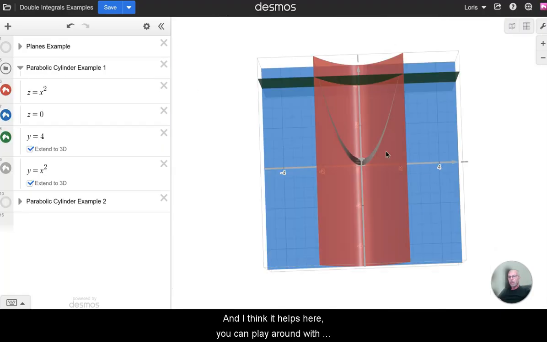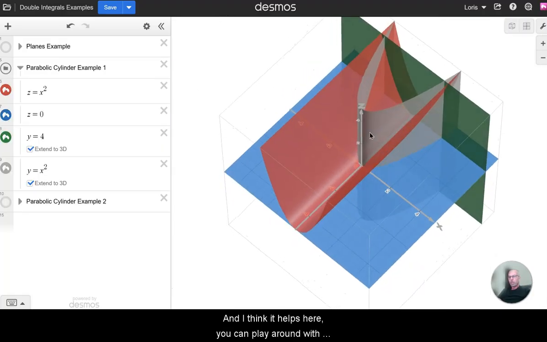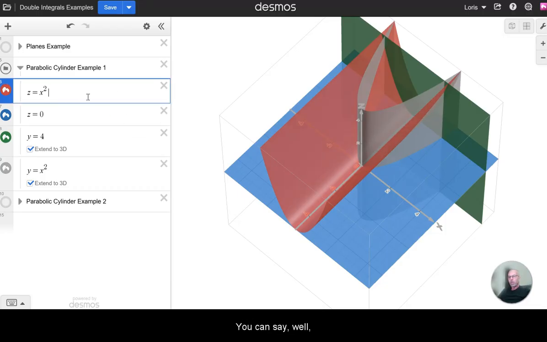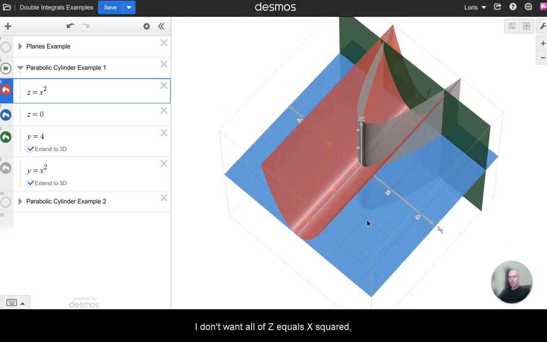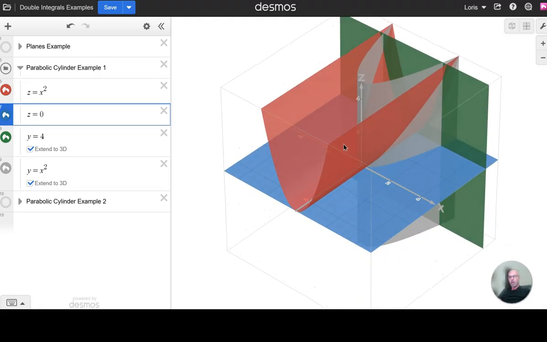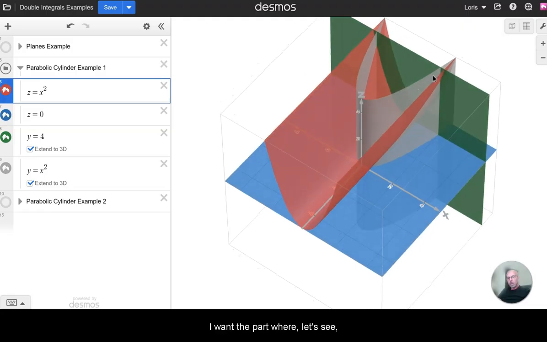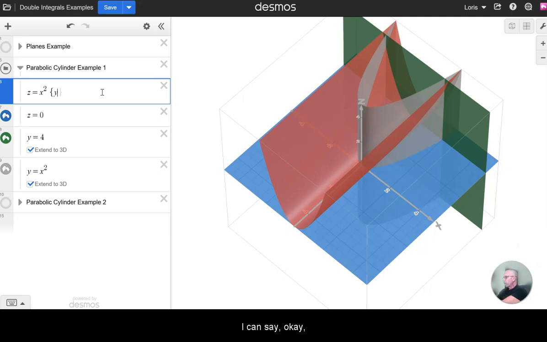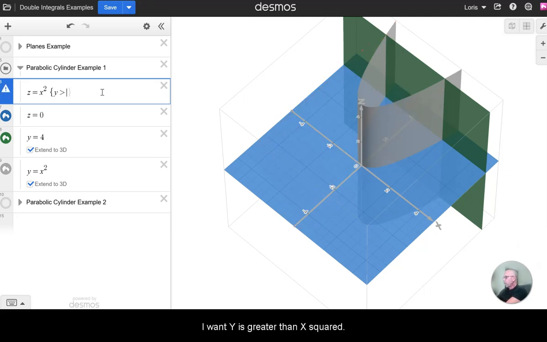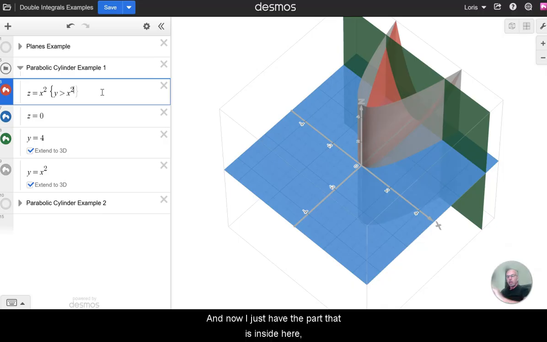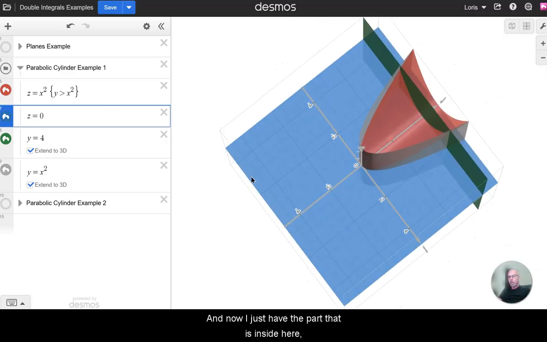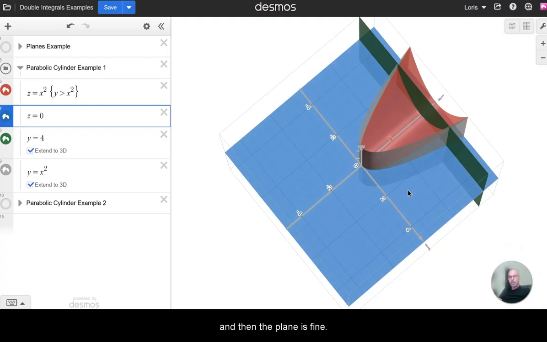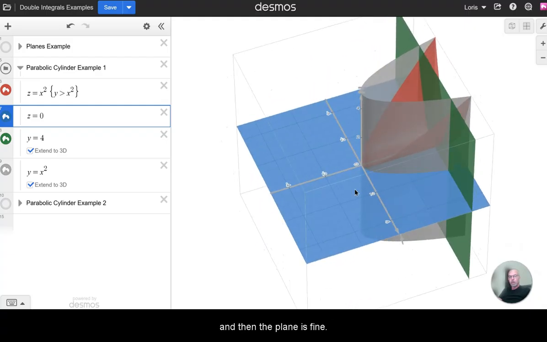And I think it helps here. You can play around with these right here. You can say, well, I don't want all of z equals x squared, which is the red parabolic cylinder here. I want the part where, let's see, y is greater than x squared. So I can do this. I can say, okay, well, I want y is greater than x squared. And now I just have the part that is inside here. And then the plane is fine.